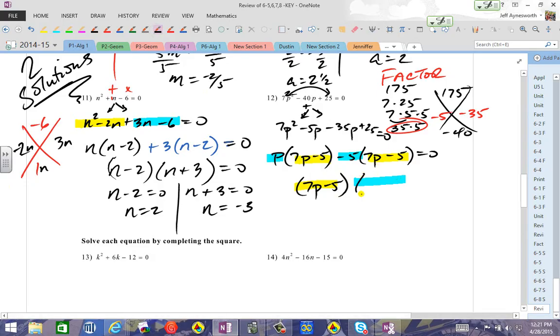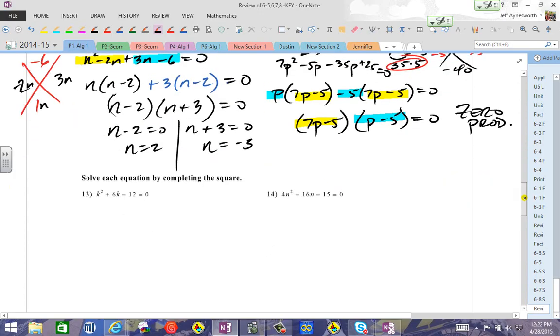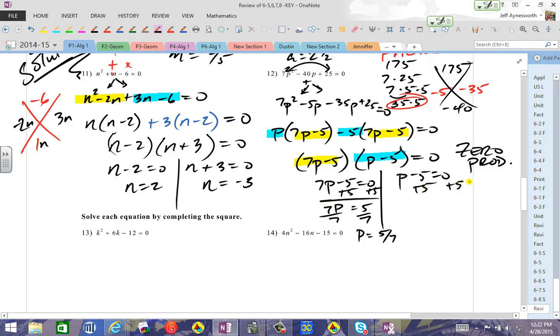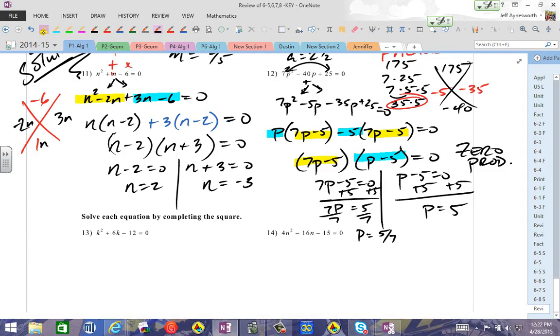Now I got a zero product right here. So because of that, I set them equal to 0. Solve. And I get my two answers, okay? 5/7 and 5. All right, so make sure you step it out.